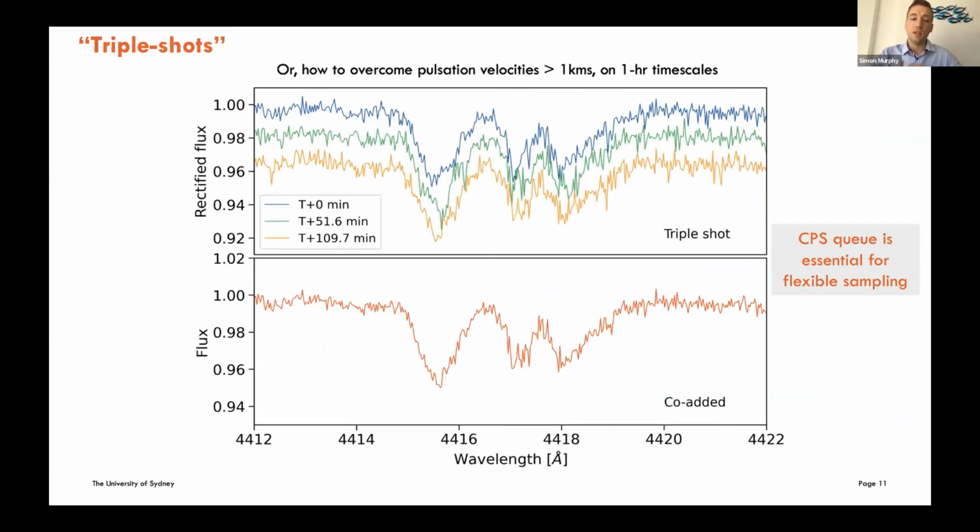There's another thing that is essential to our success here, and that's what we call triple shots, or in other words, how to overcome pulsation velocities greater than a kilometer per second on 1 hour timescales. So here we have 3 spectra that were taken 50 to 60 minutes apart, and you can see distortions to the pulsation line profiles. But if we co-add those spectra, then we essentially iron out those distortions and we can extract reliable radial velocities. This is really important to make sure that any residuals to our single star fit to the spectrum are actually residuals that belong to a companion rather than being the result of pulsational distortion.